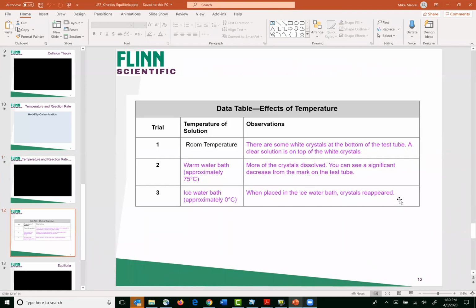So here were the data we observed with respect to effects of temperature. We ran 3 trials. At room temperature, with our salt, we saw some white crystals at the bottom and clear solution on top, so some solubility. Then as we increased the temperature of our water, we saw that most of the crystals dissolved. So generally, solubility does increase with temperature. In ice water, we saw that dissolved crystals reappeared. Solubilization isn't necessarily a reaction, but temperature does tend to have that impact on dissolution.